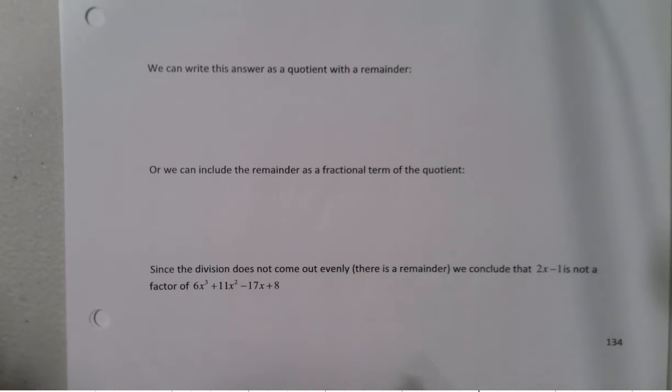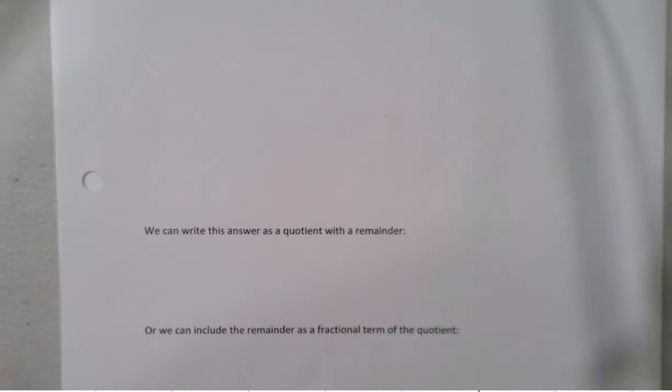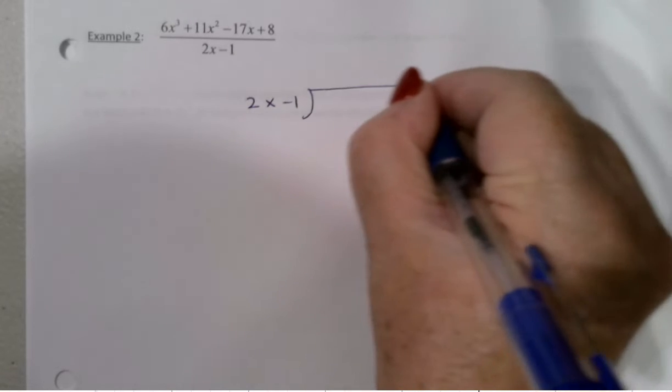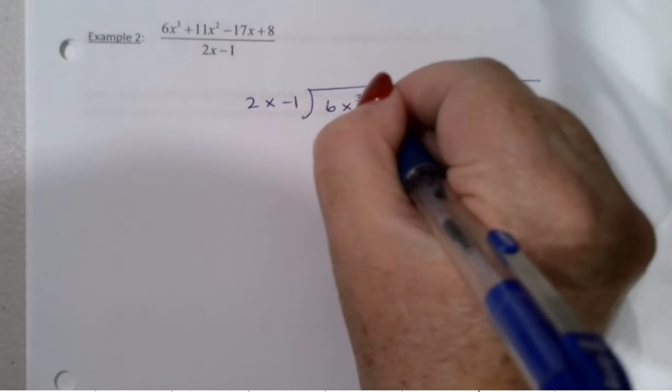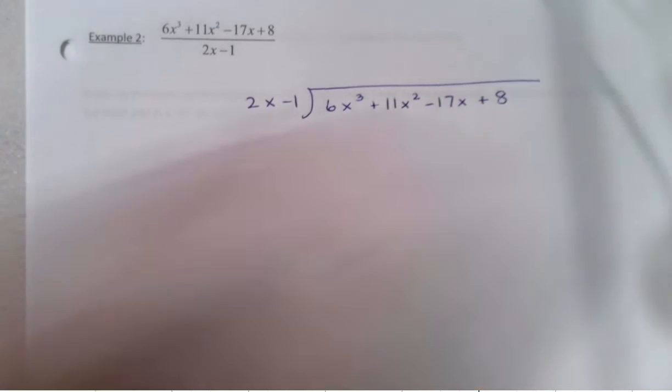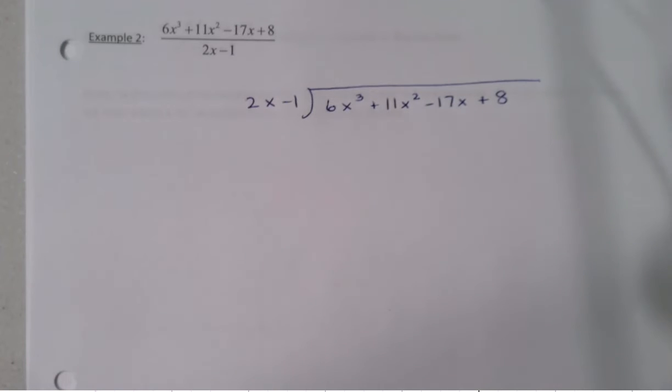All right, let's try another division. I've got 2x minus 1 divided into this cubic polynomial. And I'm going to try and do this one without writing out quite as many of the side things. If you get lost, by all means go back to the other one, take another look, and you could write those side things out for yourself. But I just want you to kind of see what you're kind of aiming for as we go here.